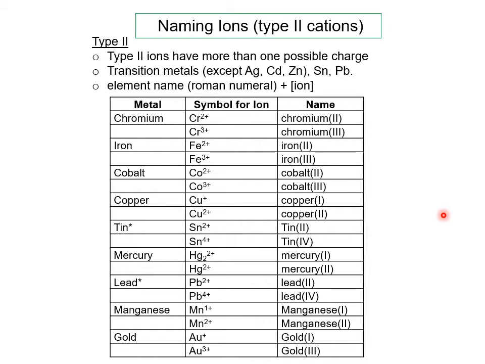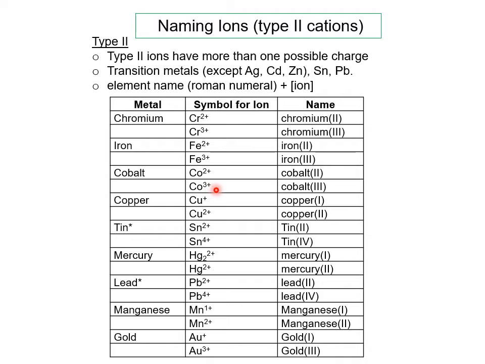Now, to give the systematic name for type 2 cations, you have to not only give the element name, but you have to give the charge that that cation is forming. And you do that by following the name of the atom with parentheses, Roman numeral, parentheses closed, and the Roman numeral tells us the charge that that cation will have. So chromium 2 plus is chromium(II), and it's optional to write the word ion at the end. It's not mandatory because the Roman numeral already tells us that it's an ion because it's referring to the charge.